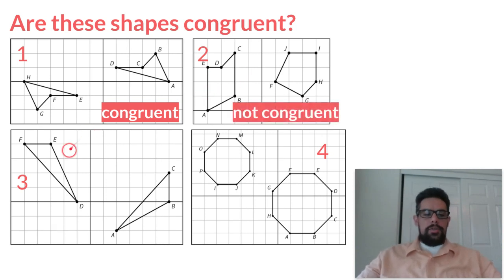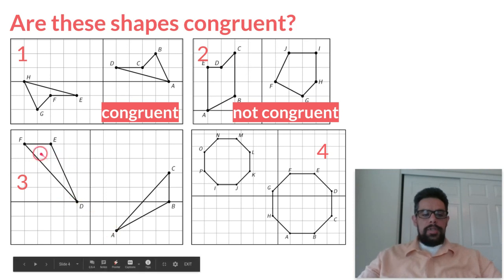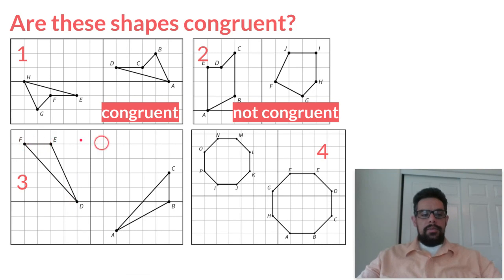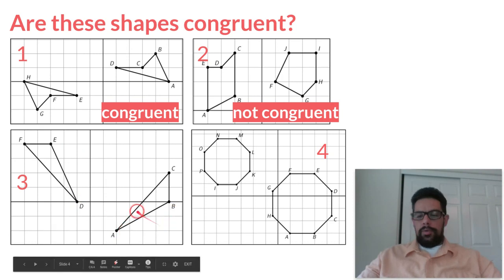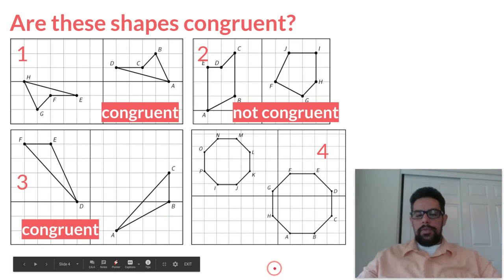Okay, number 3, look at figure 3. This one is also a rotation. You can also look at the sides. This side right here is 2. The corresponding side here is also 2. This side right here is 2 by 4. So if you look here, it's also a 2 by 4. So that is congruent.